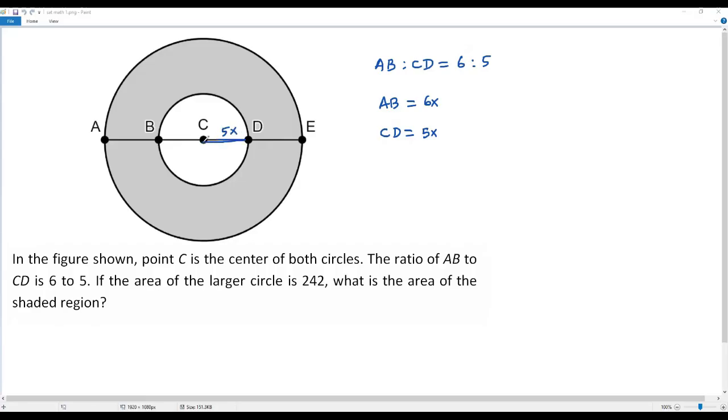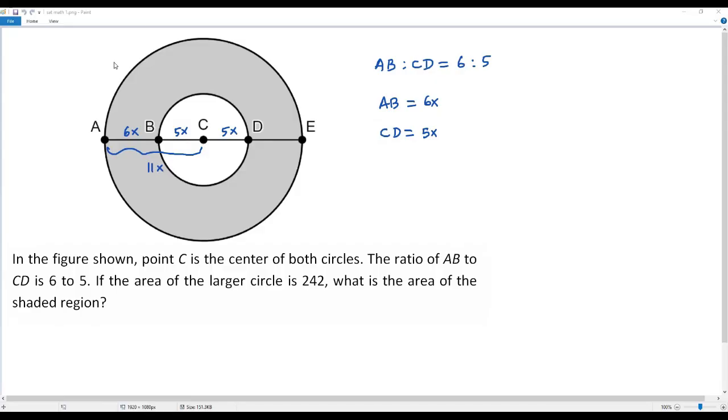Actually, this CD represents the radius of the smaller circle, and this BC also represents the radius of the smaller circle. Then the length of the line segment BC is also 5x. And here we got the length of the line segment AB, that is 6x. And the line segment AC represents the radius of the larger circle. To get the length of AC, we have to add 6x and 5x, then I'm getting 11x. So here I got the radius of the larger circle, that is 11x.